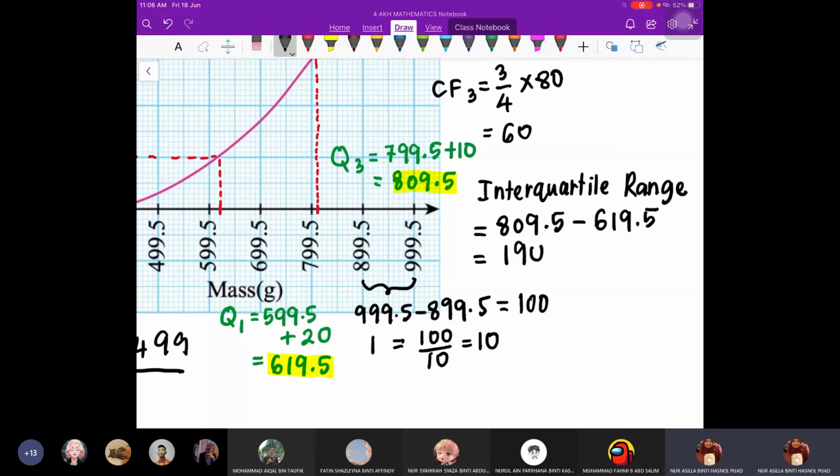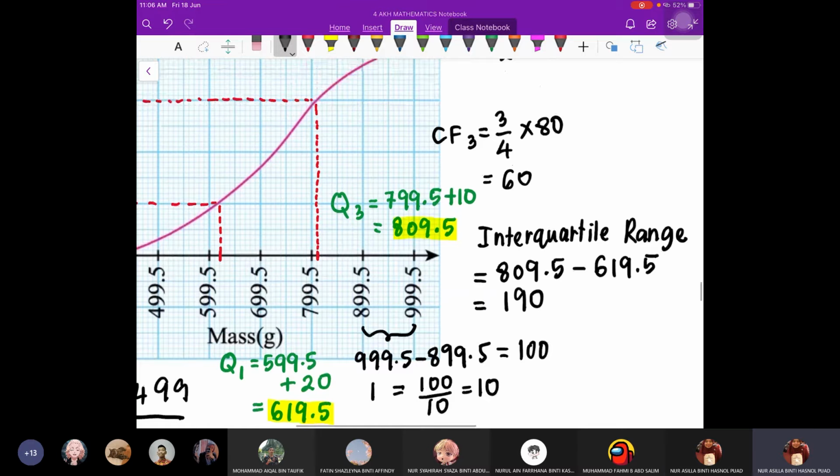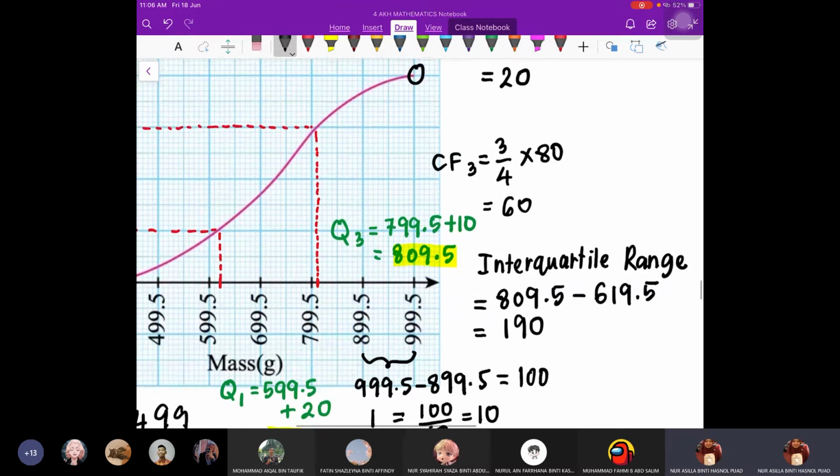So the answer is 190. Betul ke teacher dapat ni? Oh, beza sikit. Sebab saya tengok graf ni begitu. It all depends on the graph lah kot.